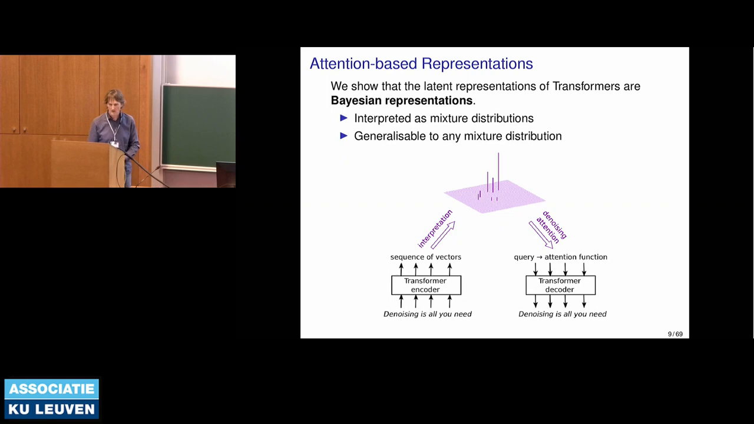We show that this level of representation is a Bayesian representation in that it's a probability distribution. We can model that sequence of vectors as a mixture distribution. And we can generalize this definition of attention then to any mixture distribution. I'll explain that.